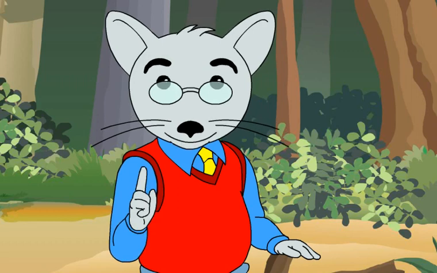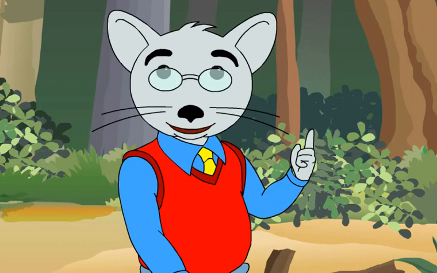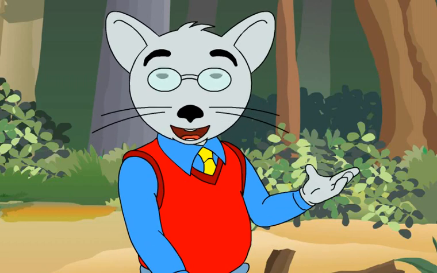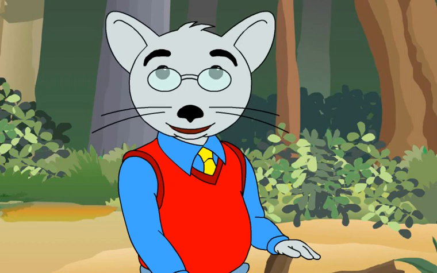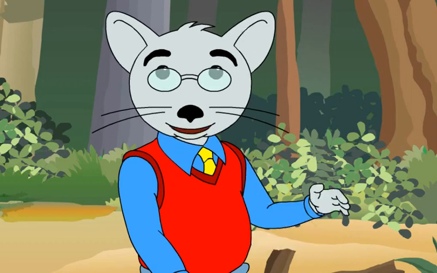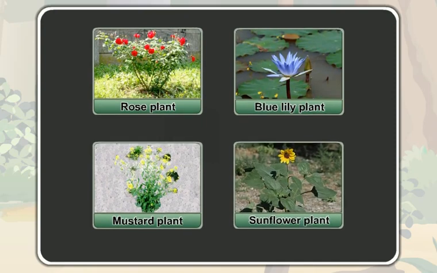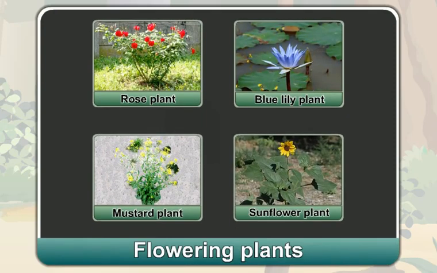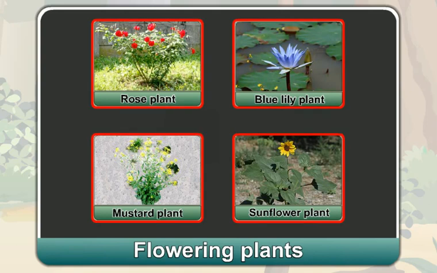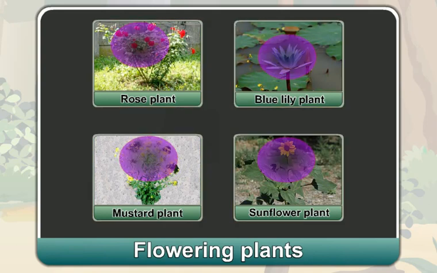Students, you must have seen different kinds of flowering plants around your houses. Can you name some of them? Plants like a rose plant, a blue lily plant, a mustard plant, and a sunflower plant are flowering plants. Different flowering plants have different kinds of flowers.